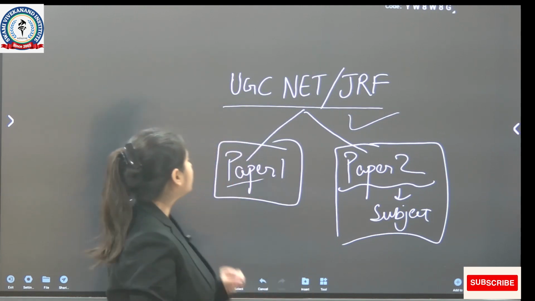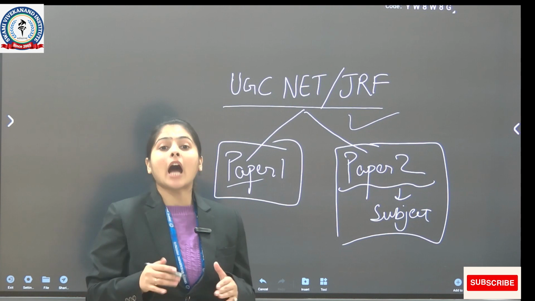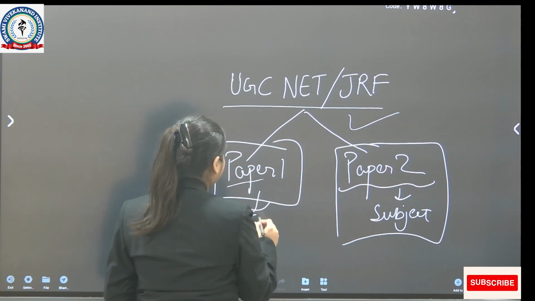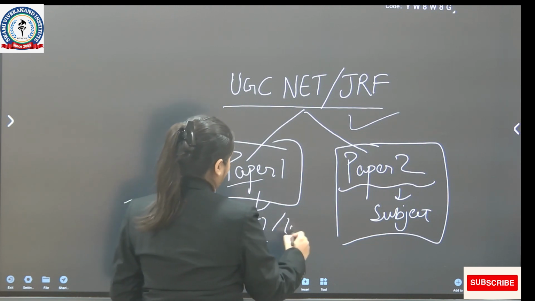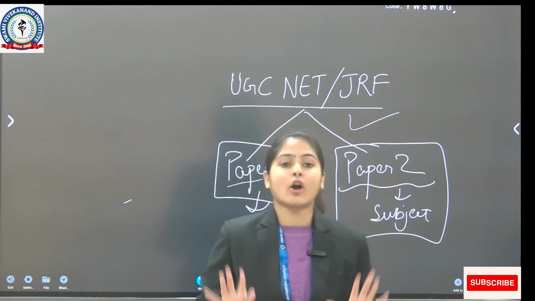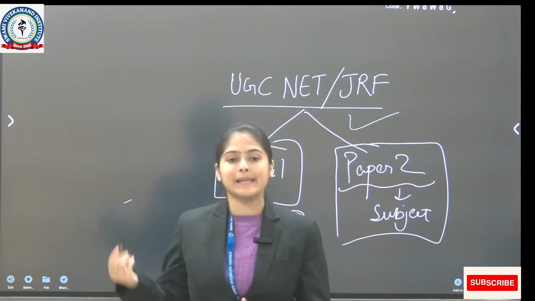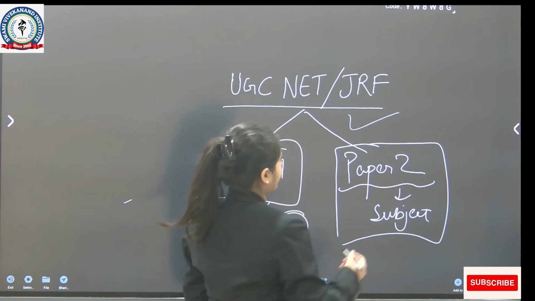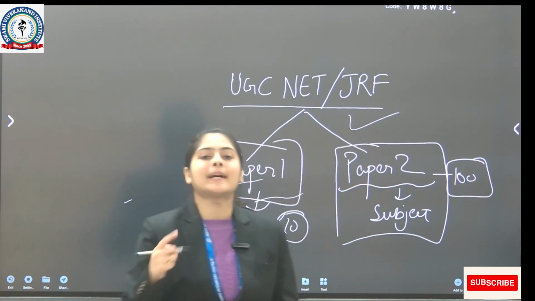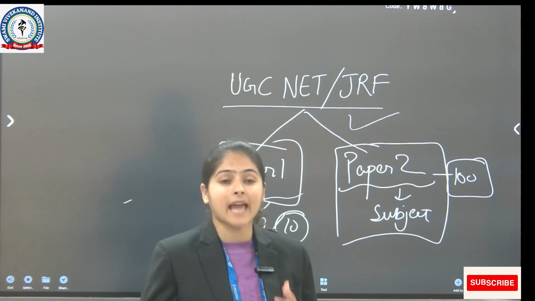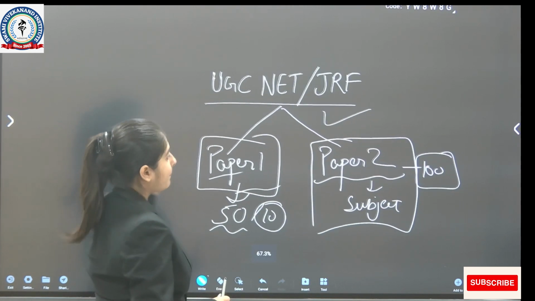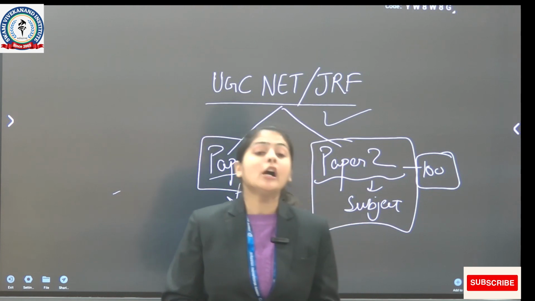Now look at the question pattern, how questions are actually divided. In paper 1, there are basically 50 questions from 10 units. This is a very important point: there are 50 questions which come from 10 units prescribed in the UGC-NET syllabus. And in paper 2, there are 100 questions, your subject questions, which check your subject knowledge and understanding of your specific genre.